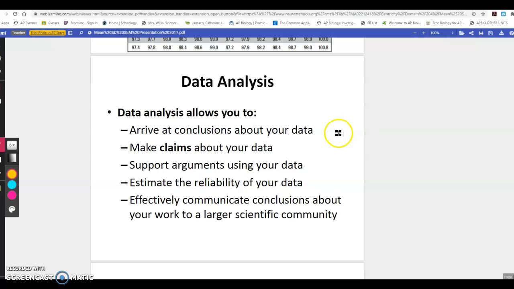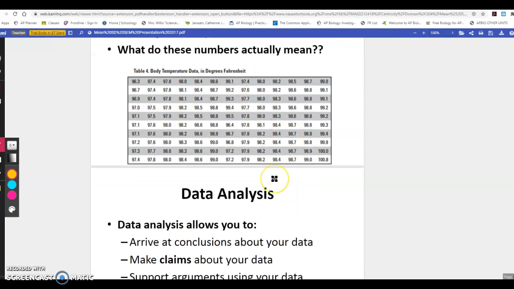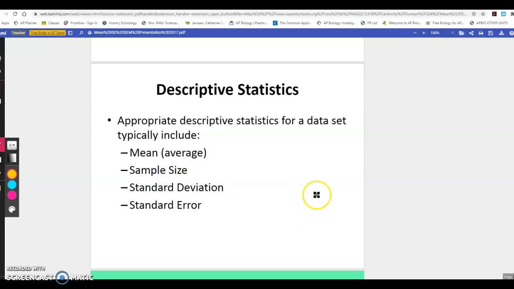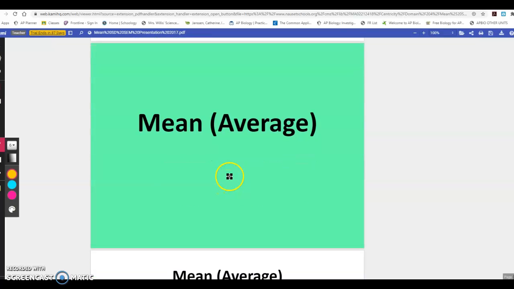When we analyze it, we're able to arrive at conclusions about our data. We can make claims about our data. We can support arguments using our data. We can estimate the reliability of our data, and we can effectively communicate conclusions about our work to a larger scientific community. So rather than just give them a giant data set that looks like this, we can find values that make more sense. And what we use are these descriptive statistics. We use a mean, which is an average, sample size, how many values were there, standard deviation, and standard error. So we're going to dive into each one real quick.